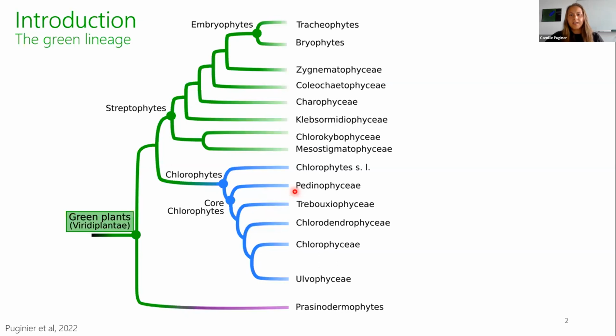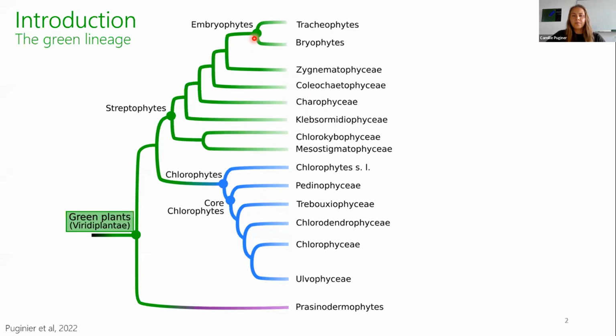So the green plants can be divided into two main groups, the streptophytes and the chlorophyte algae, with the prasinodermophytes as a sister clade to both lineages. And within the streptophytes, we can find six algal clades, among which there is the Zygnematophyceae class, which is considered the sister clade to all embryophytes, or the land plants, which contain the flowering plants.